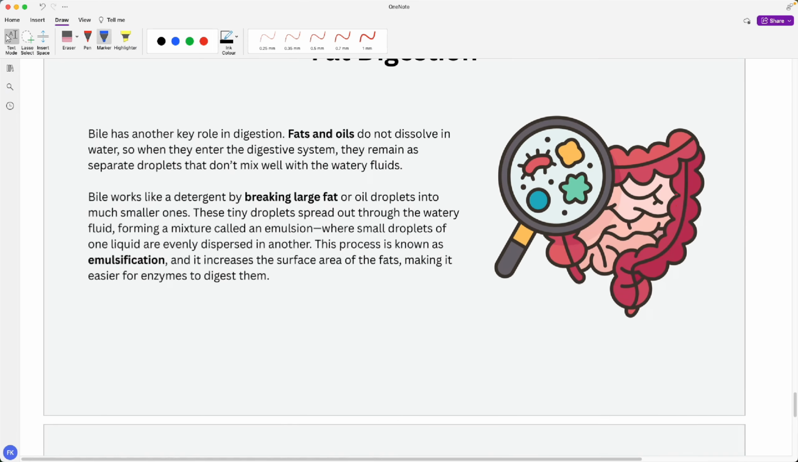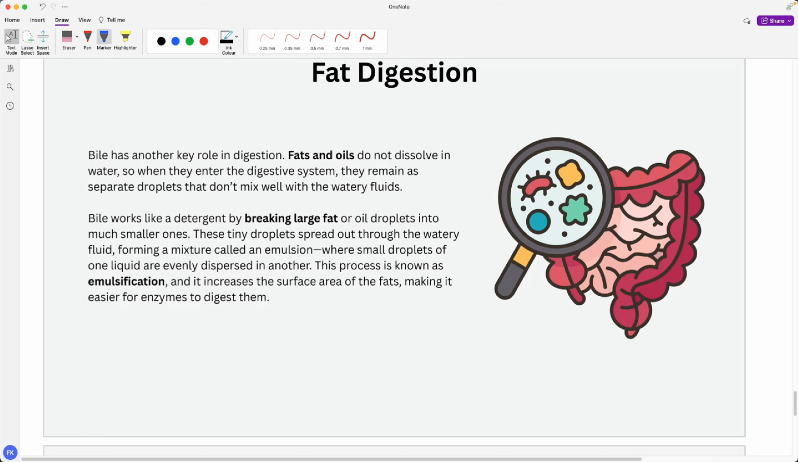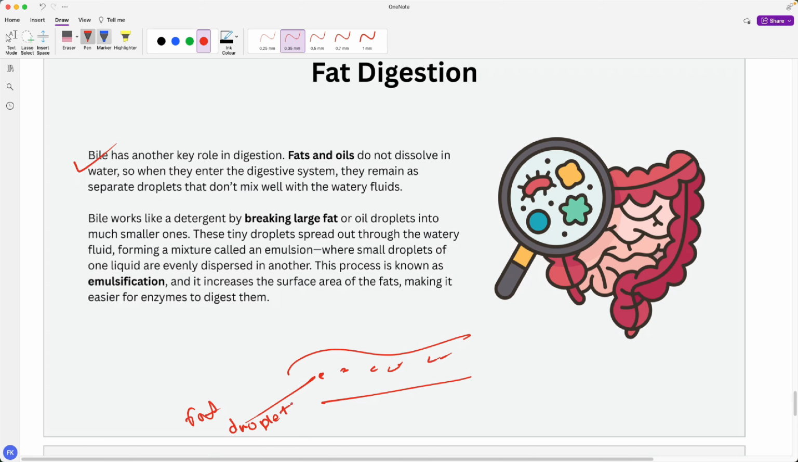Now let's look at fat digestion. Okay, fat and oil do not dissolve in water, so when they enter the digestive system they remain as separate droplets. So in the blood system they will remain as droplets. These are like fat droplets, right? This fat needs to be broken down.